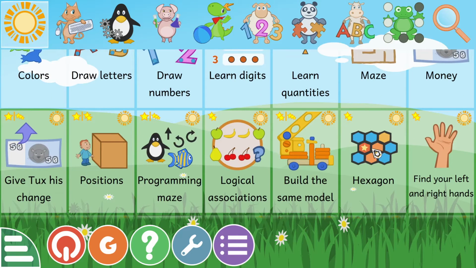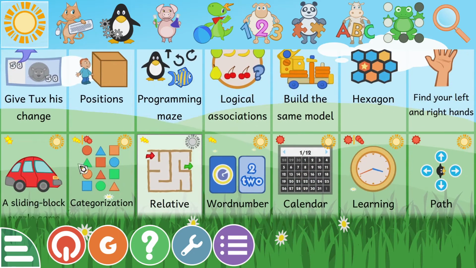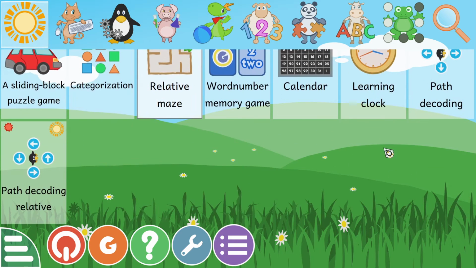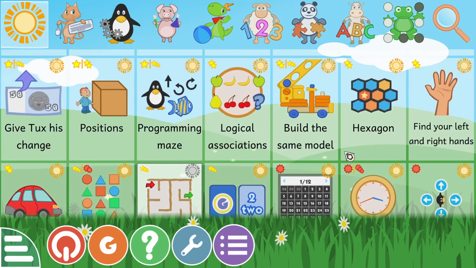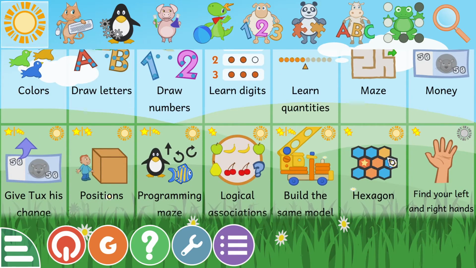So coming up, I'm going to do one more about near and far, and then go into some positions. Then go into a programming maze. There's some options to do with associating words and numbers. Categorize a sliding block puzzle, and then stuff to do with clocks as well as a larger map. So let's get rid of that one as well.